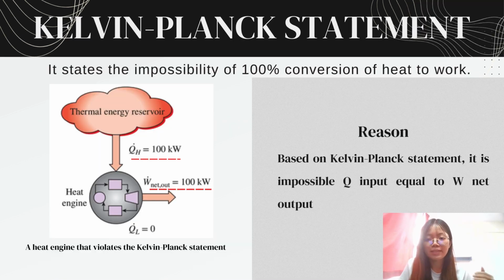The Kelvin-Planck statement states the impossibility of 100% conversion of heat to work, because we know that it's impossible to have 100% efficiency in a heat engine, and a heat engine will only convert part of the heat to work. So yeah, this is why the Kelvin-Planck statement states the impossibility of 100% conversion.